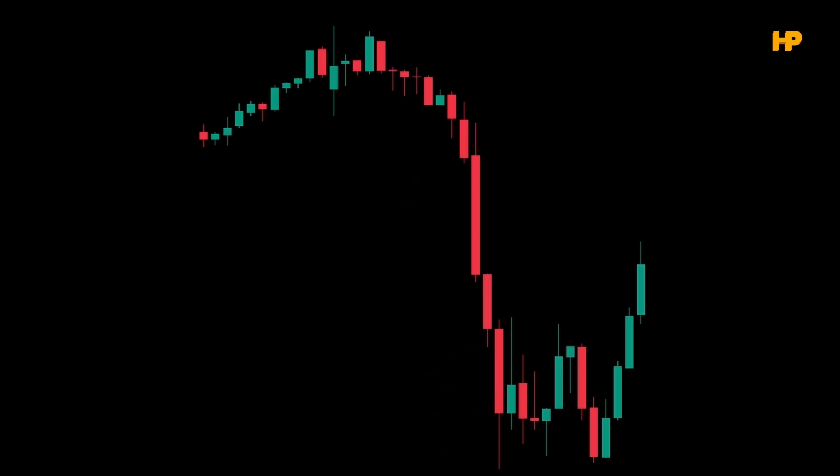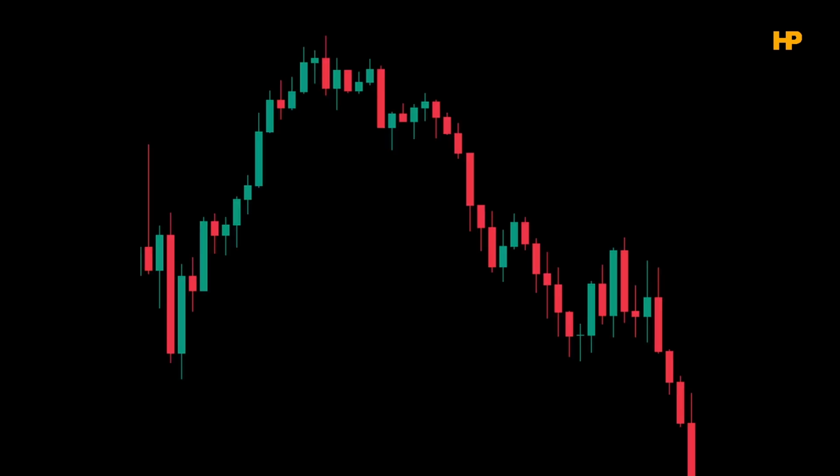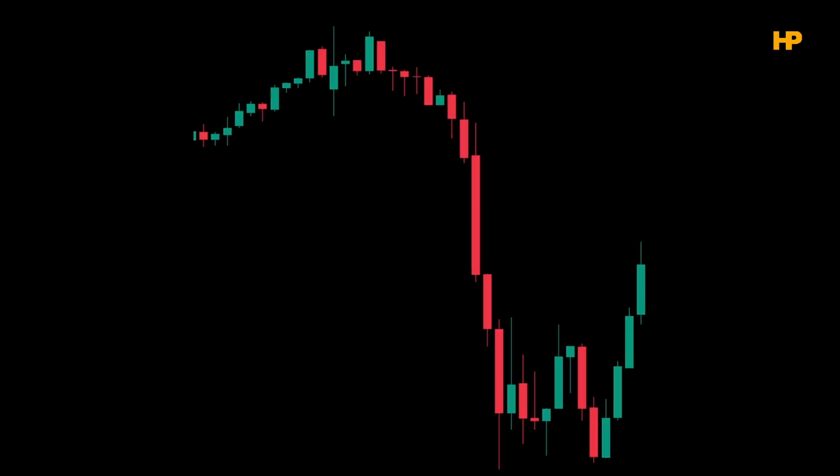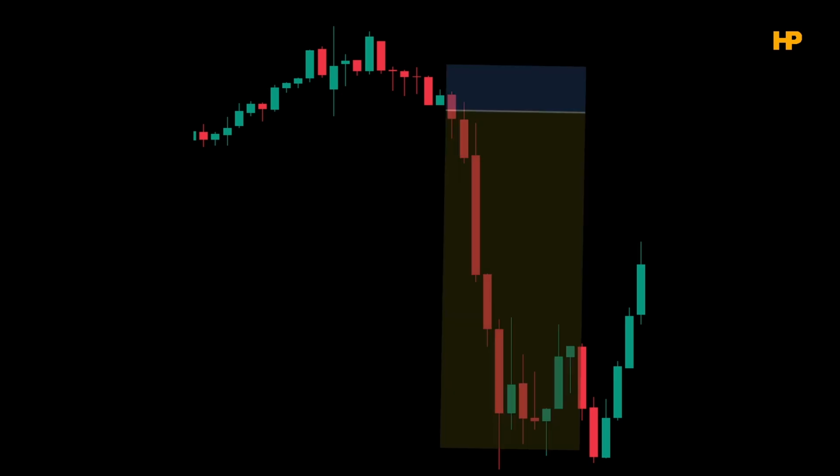Retest at 1.1940. Let's see the multi-time frame analysis. Daily supply zone at 1.1950. 15-minute bearish pin bar confirms. Look at our entry: short at 1.1940. Stop loss is at 1.1960. Target is at 1.1900. The outcome is the price drops to 1.1900, winning 2-1.